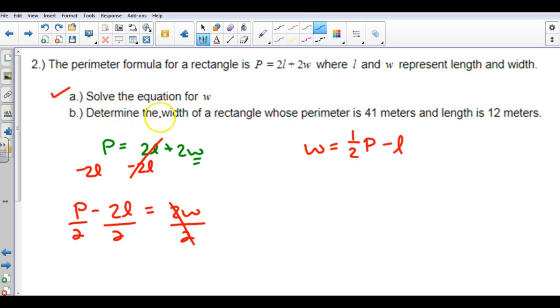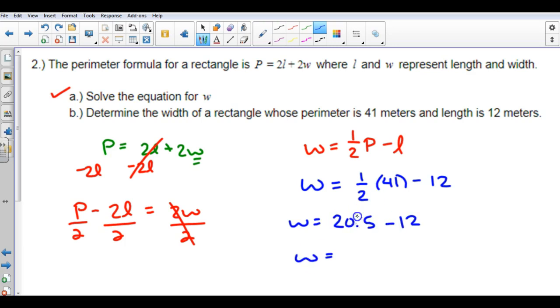So now it says determine the width of a rectangle, and I'm given the perimeter, so we're given the P value of 41, and I'm given the length of 12. So I end up with w equals 1/2 the perimeter, which is 41, minus the length, which is 12. So the width is going to be equal to half of 41, which is 20.5, and then bring down the minus 12. If I just subtract these values, I know 20 minus 12 is 8, so 20.5 minus 12 is going to be 8.5, and that is measured in meters.